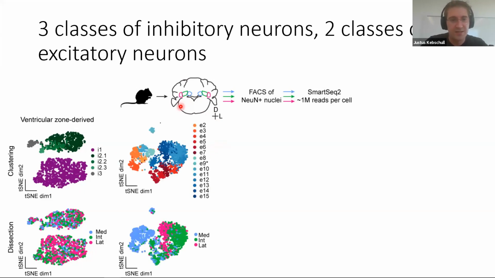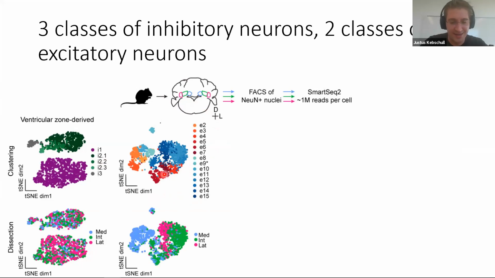In stark contrast, the excitatory cells are way more diverse. So we find 15 separate clusters, and each of these different cell types seems to only originate from a single cerebellar nucleus. So we have these nucleus-specific excitatory neurons.